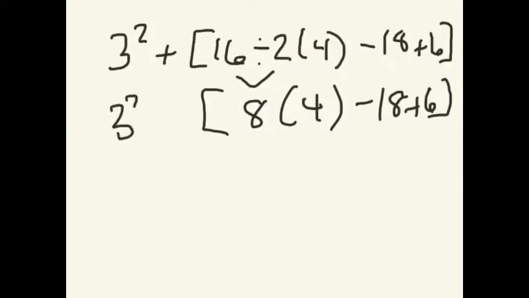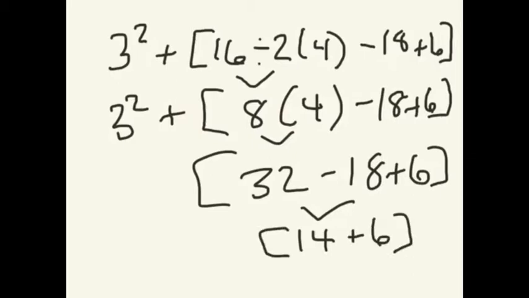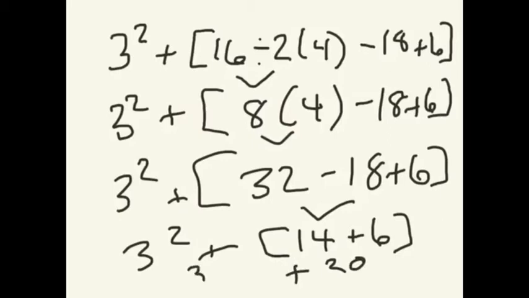Notice I still rewrite everything. It helps me organize my work. Now I'm going to do multiplication because it was multiplication and division from left to right. Now I do addition and subtraction from left to right. Again, if I need to do 32 minus 18 as a little side note, I can go ahead and do that. Still rewriting everything. Now I say, okay, 14 plus 6 is 20. I've done everything inside parentheses. Now I go ahead and do the 3 squared. And my final answer is 29.